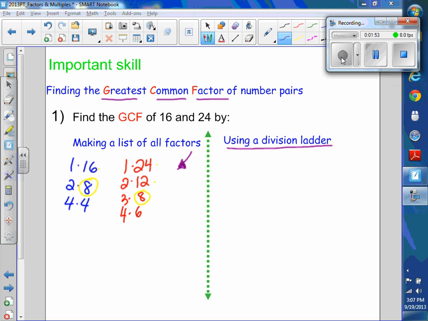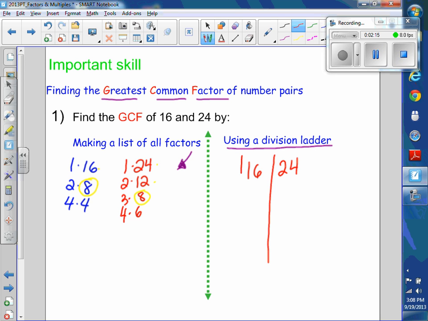So, nobody knows what a division ladder is, I think, because I haven't taught it. Maybe somebody did this in elementary school, but I don't think so. So you didn't miss anything when you were absent on that. So watch the division ladder. You take your two numbers, 16 and 24, and you just draw a line. And then draw a little kind of a box.